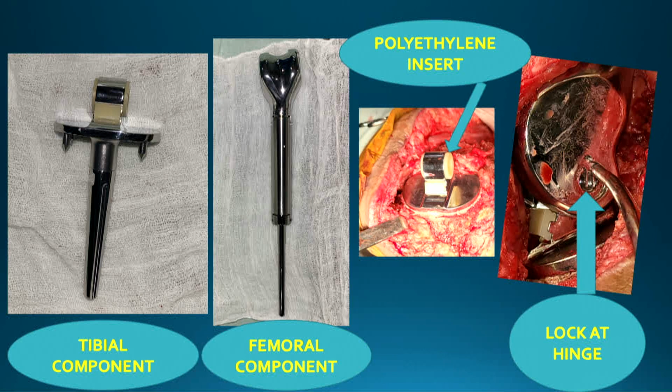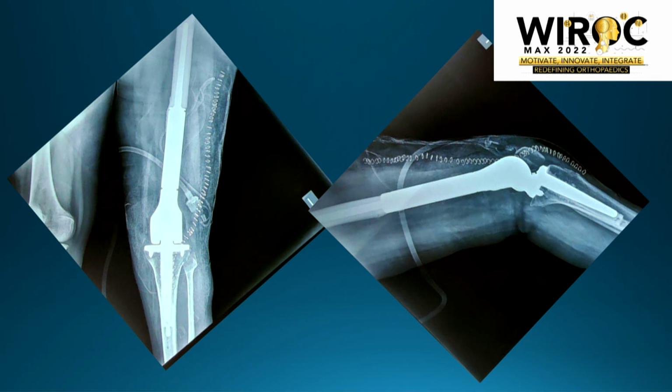And so since the patient came to us at a late stage with a pathological fracture, we again decided to go ahead with wide dissection with a megaprosthesis. So this is the tibial component, the femoral component, the poly in situ, and the lock at the hinge. And this is the post-op X-ray for the same.